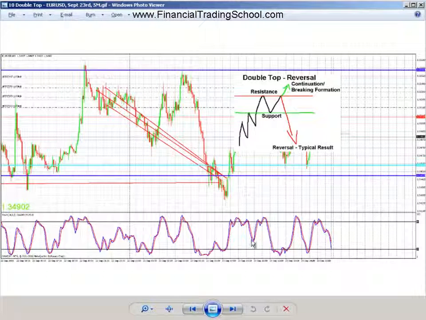So let's see if you guys can find the double top. I mean, it's not that hard. There's only 2 tops, or maybe at most 3 or 4 tops here, but 2 of the prominent ones are the tops. So let's pause. 1, 2, 3, 4, 5.